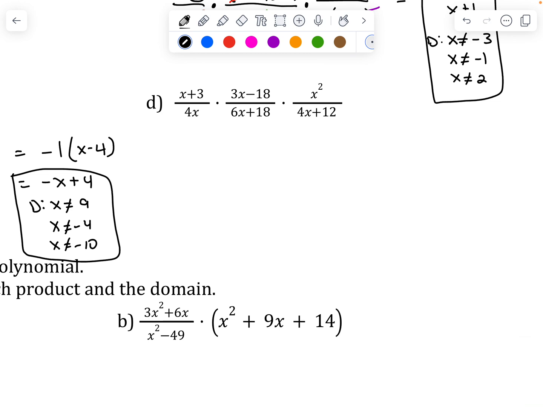Part D, same exact thing. That's all you're doing. You're just getting that factorization and canceling stuff out. Again, look for your numbers in order to cancel some stuff out.